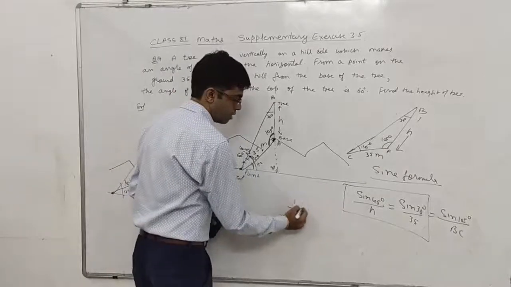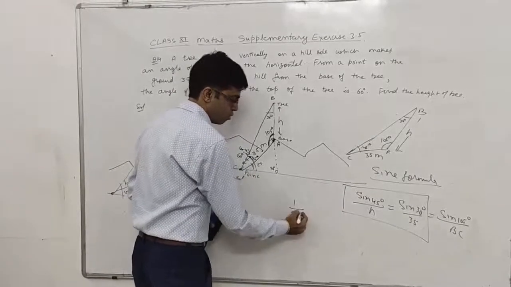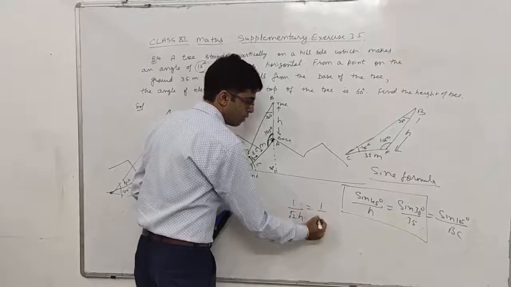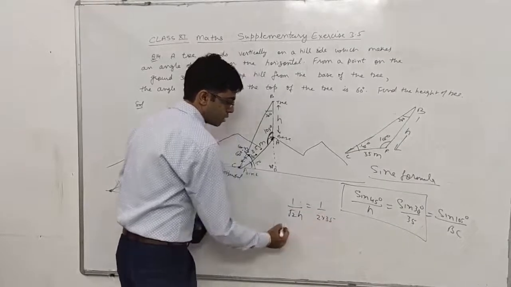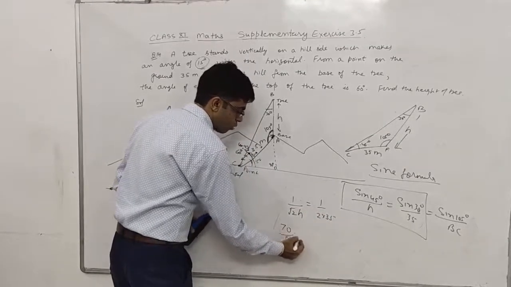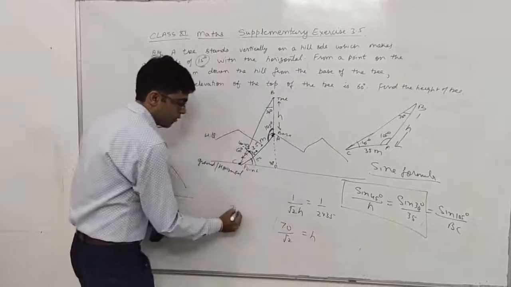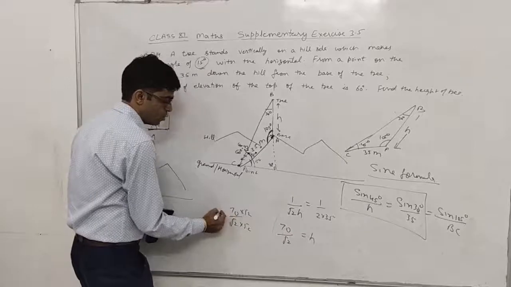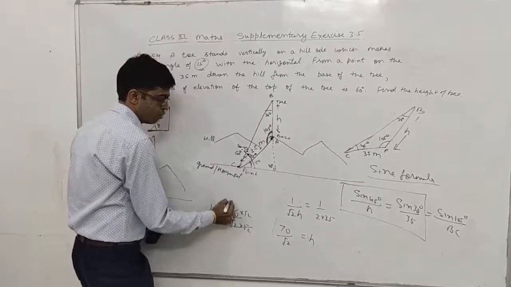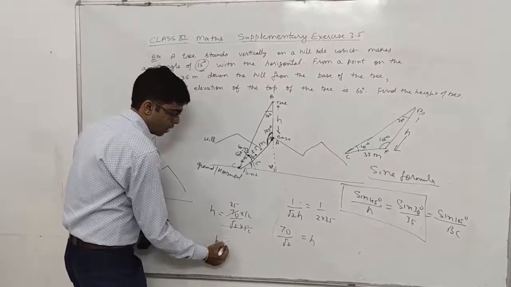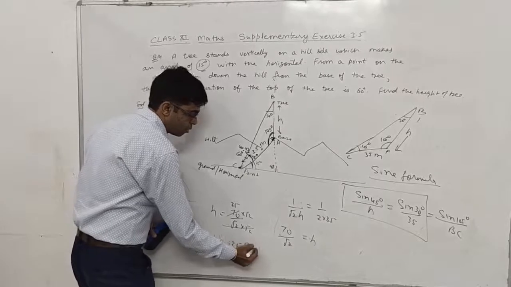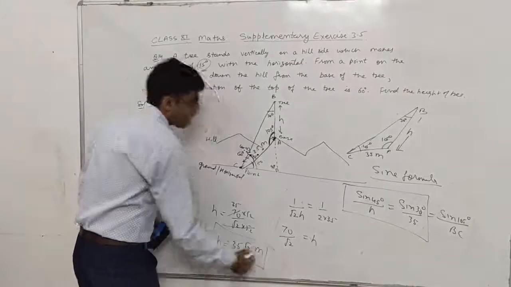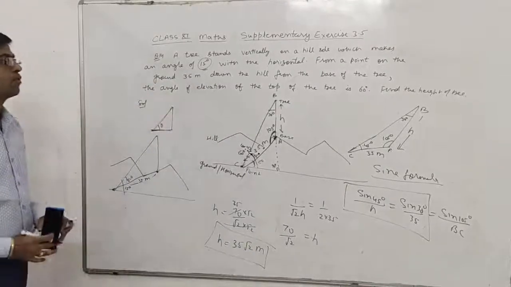Sine 45 is 1 upon root 2 and this is half. So 70 upon root 2 is equals to h. 70 upon root 2 multiplied by root 2 upon root 2. Root 2 times root 2 is 2, and this is 35. So final answer is 35 root 2 meter. So the height of the tree will be 35 root 2.